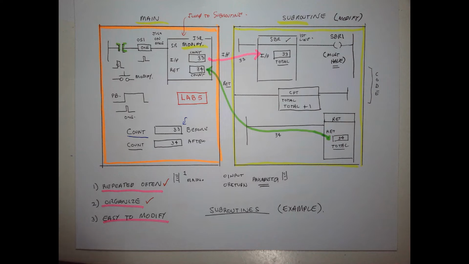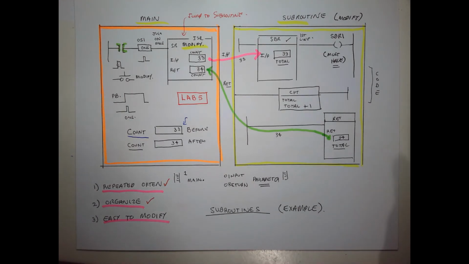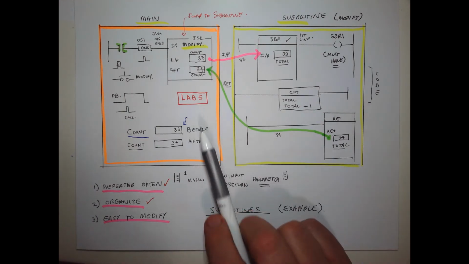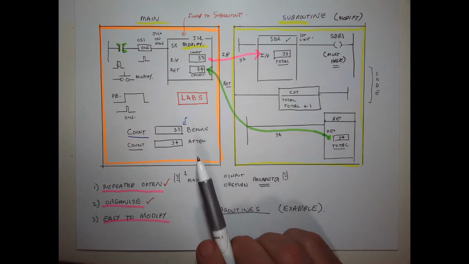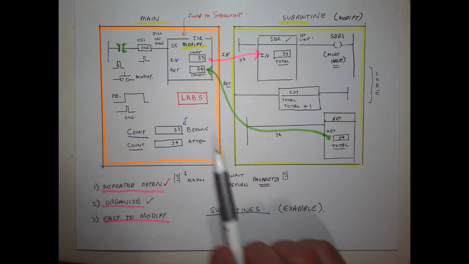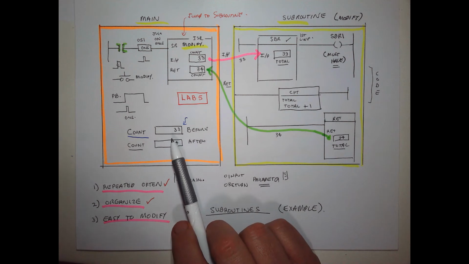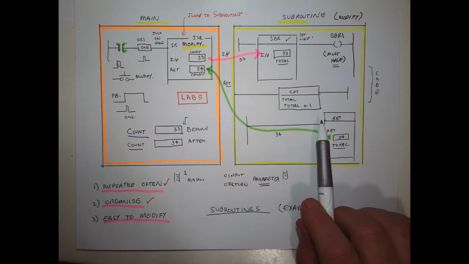Hello, I wanted to show you an example of a subroutine and main program combination. This is fairly simplified, what I've done here. It's a program like we'll be using in lab number 5, but definitely not the same. So in the orange box is the main program. On the right-hand side is the subroutine.